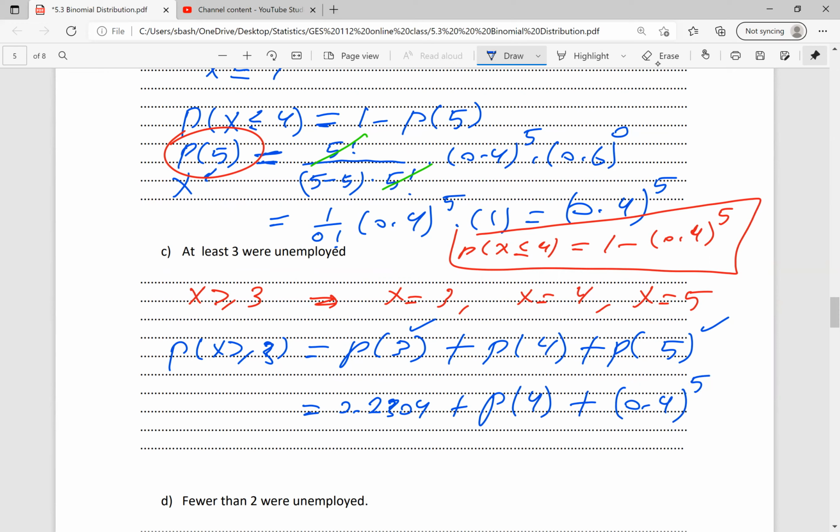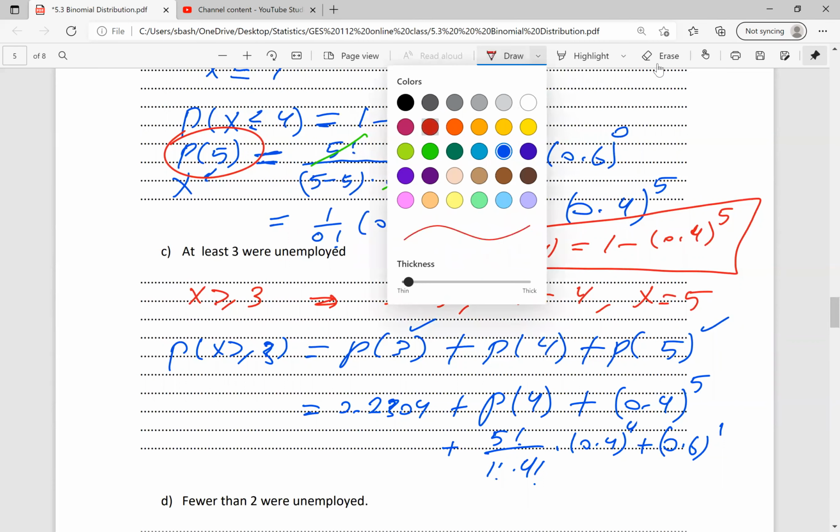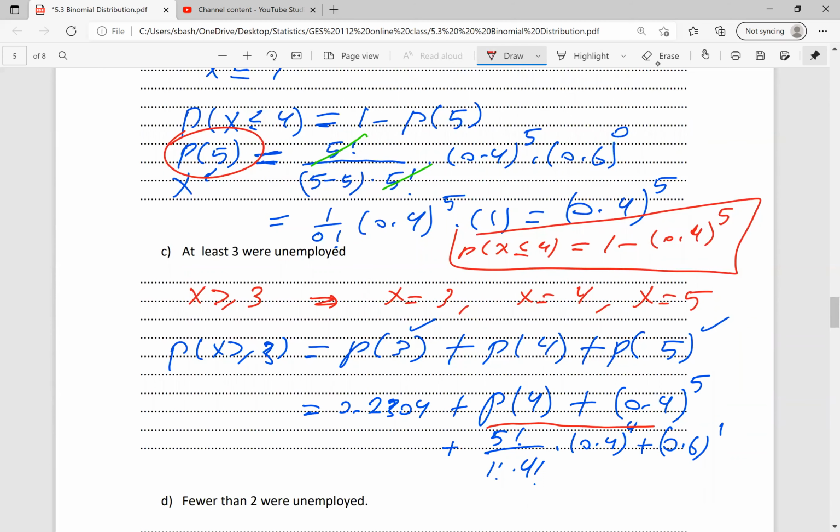Calculating this one, it will be 5 factorial divided by 5 minus 4, which is 1 factorial, multiplied by 4 factorial, times 0.4 to power 4 times 0.6 to power 1. This is the value of P4. Just find it and add it to the two values.